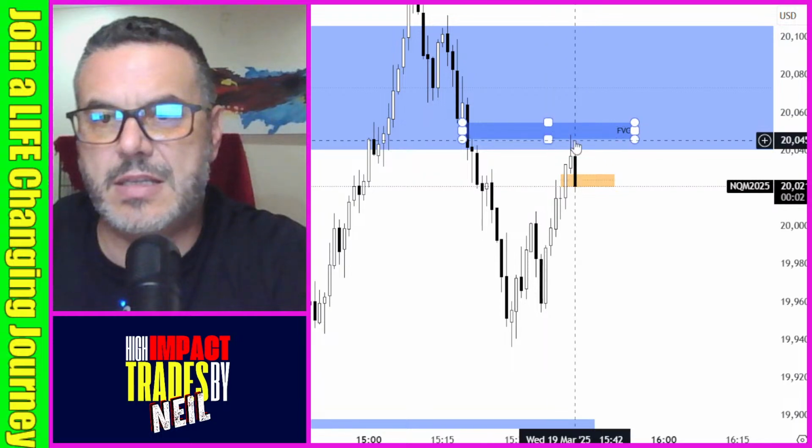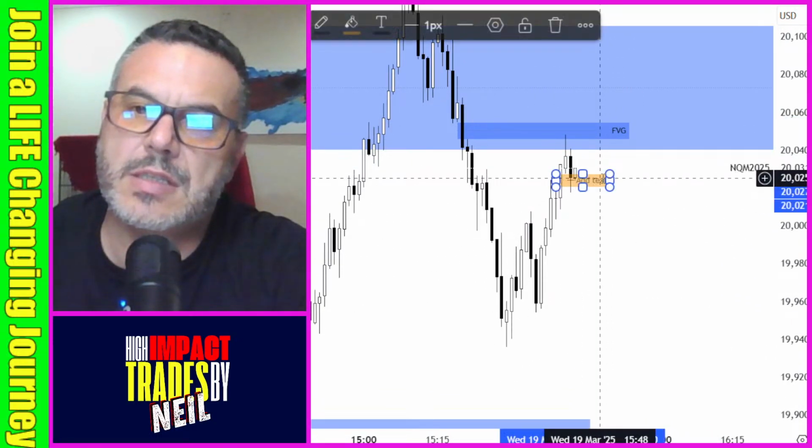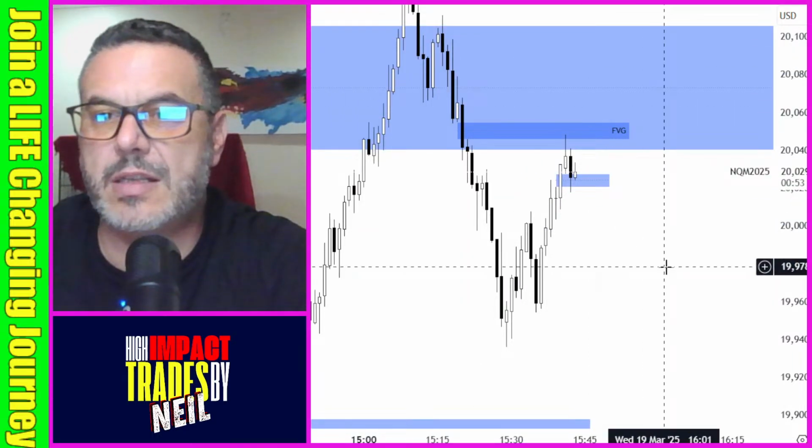Okay, it's testing a fair value gap, inverting this one, not. So it's not inverted yet. Seems like another fair value gap.